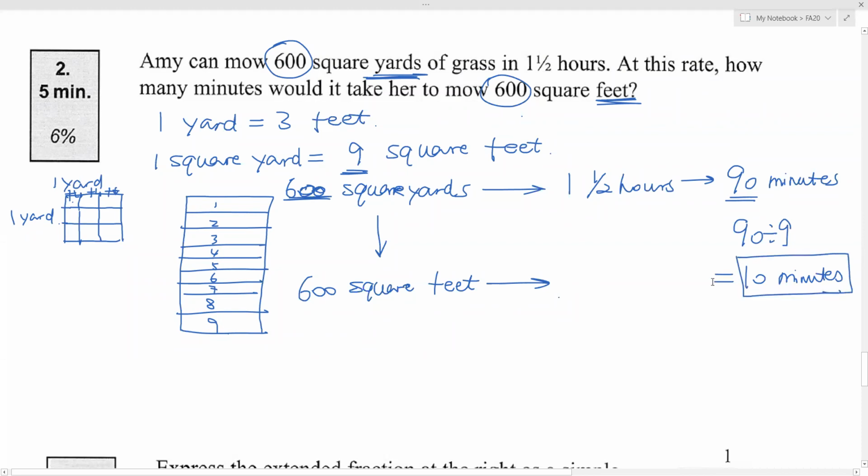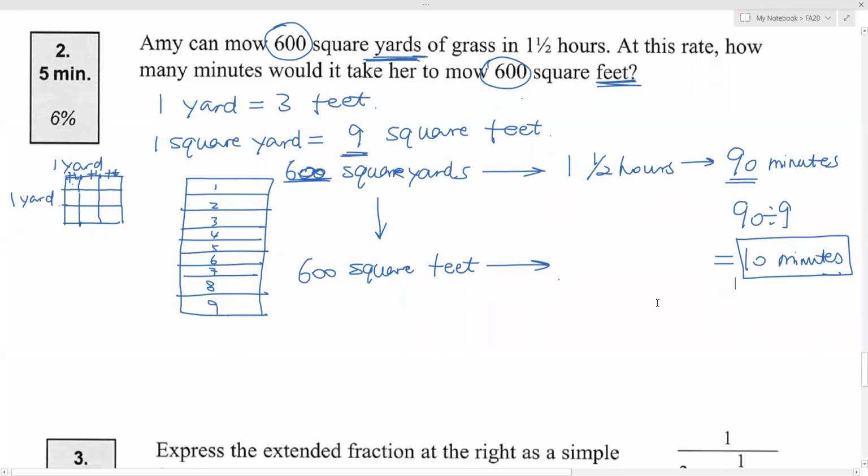Yeah. Very good. That's it. We don't even deal with the whole, we just need to figure out how many of these 600 square feet there are in that 600 square yards, because there is 9 square feet in 1 square yard. So there are 9 600 square feet in 600 square yards. And the time it took for us to mow the big area is 90 minutes. Now, for us to mow just 1/9 of that area is 90 divided by 9 equals 10 minutes. That's it. Okay, so that's your second problem.